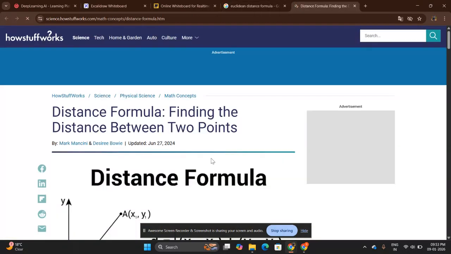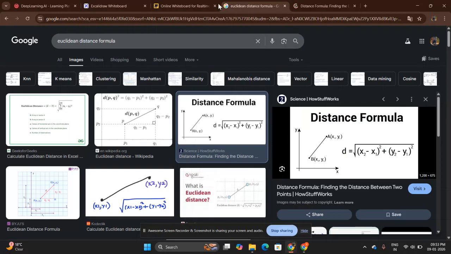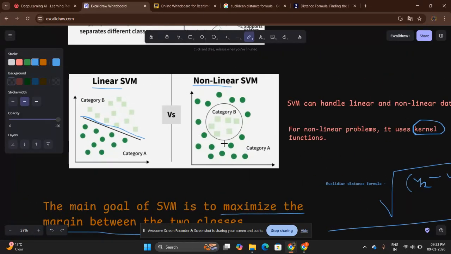Just focus over here. What is the distance formula? (y2 minus y1) whole square plus (x2 minus x1) whole square. What I have written over here, right? Perfect. This is the Euclidean distance formula. If you need to calculate the distance between the data point and the boundary, this Euclidean distance formula is going to be used.